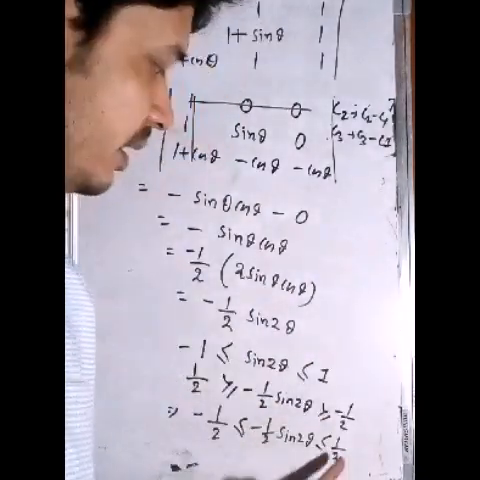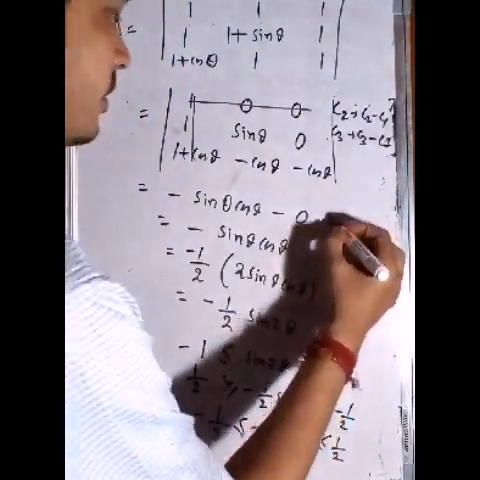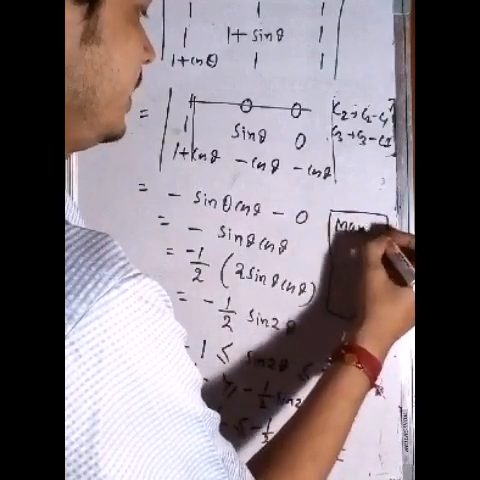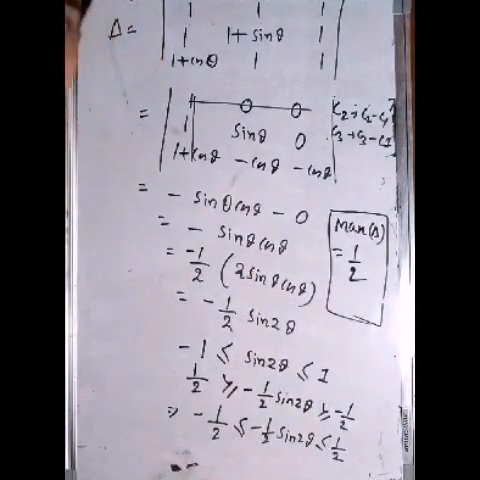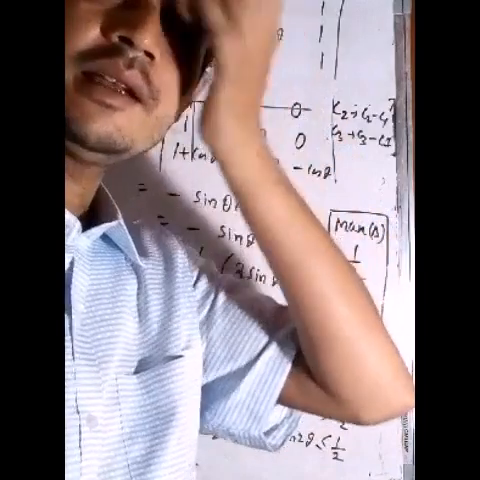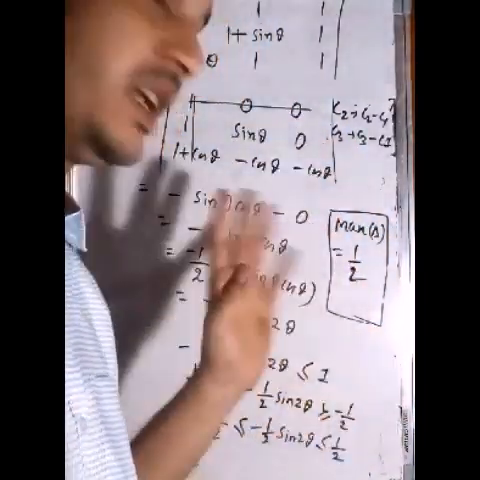So what is the conclusion? What is the maximum value? The maximum value is half. So the max of delta, that is this determinant, equals half. So the max value of the determinant is half. Clear? This is a very important 2 marks short question, a different type of problem.